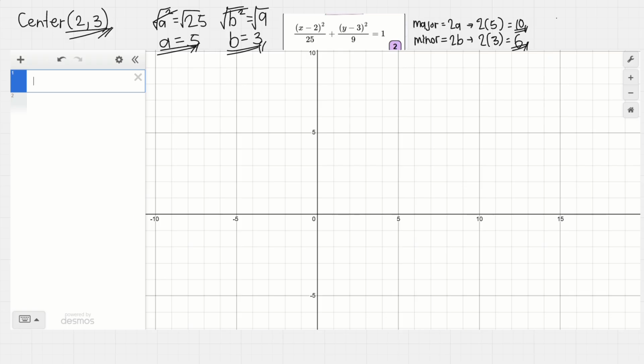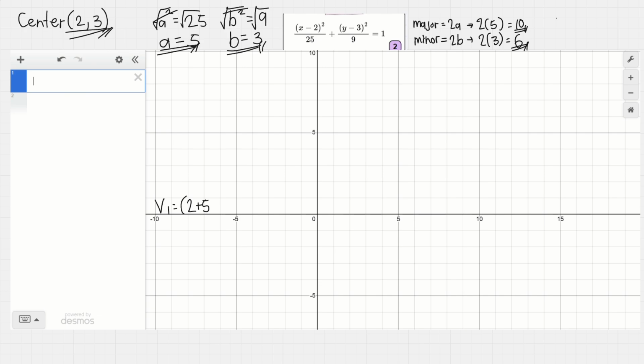Now, let's get our vertices. Since our ellipse is on the horizontal axis, our vertices will be moving on the x-axis. So let's go to our center. Our center will be 2, and our x value will be moving, so we're going to add 5.